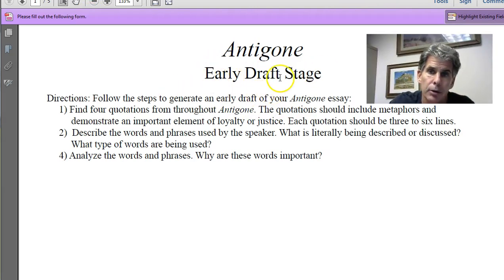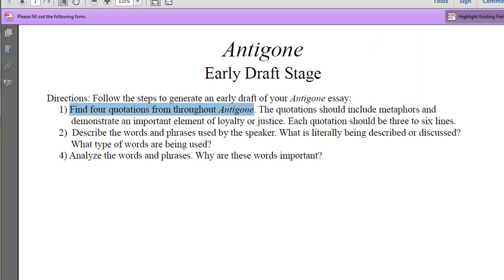Then I walk you through. This is the early draft stage. Filling out this PDF is time consuming and it's boring, but it really works. It really works well. So let me walk you through it. First, find four quotations from throughout Antigone. Okay, you already told us to do that.